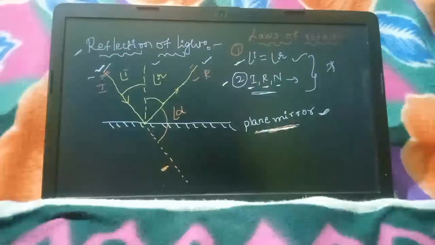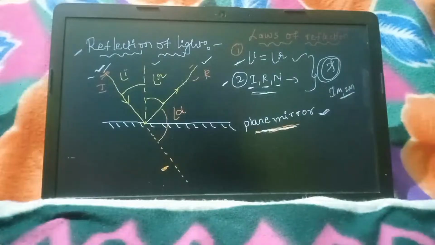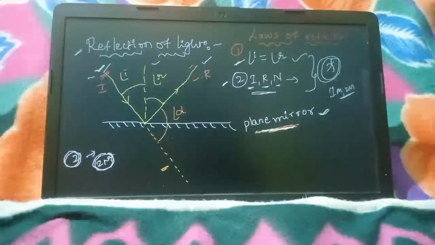Very, very important. It will come either as a 1 mark question or a 2 mark question. Either the reflection definition will come as a 1 mark question along with the diagram, and the laws of reflection, maybe 2 marks will come. So that is about reflection.